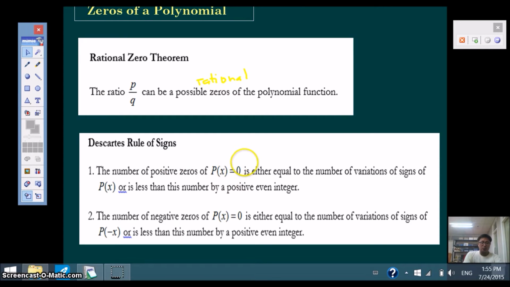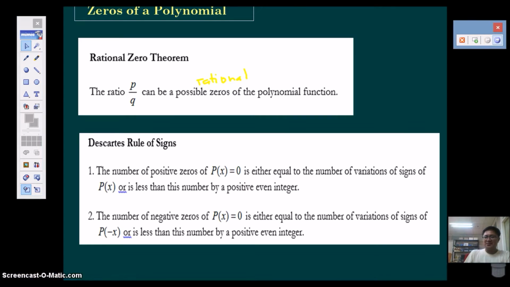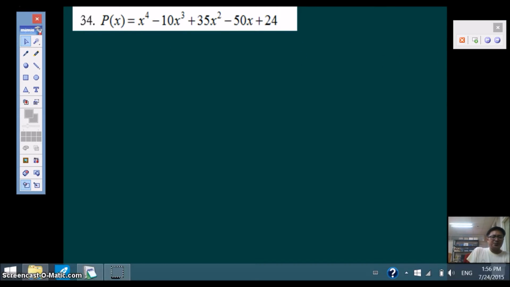This will tell us how many positive roots or how many negative roots a polynomial can have. So this will help us narrow down our choices among the possible rational roots to check whether the polynomial is 0 at that value or not. Meaning, to get the zeros, these two will help us do it efficiently. So let's have this example.